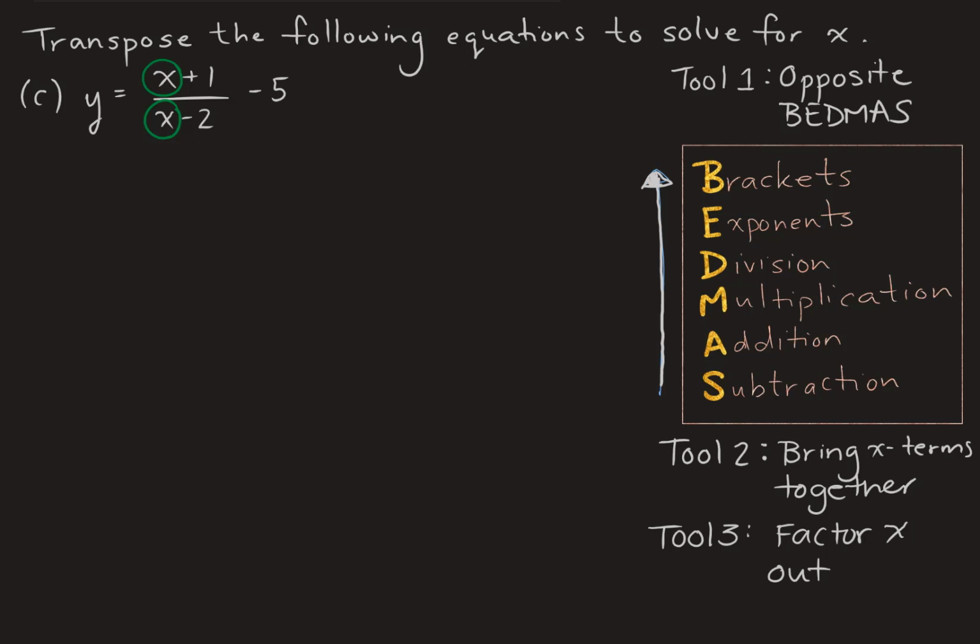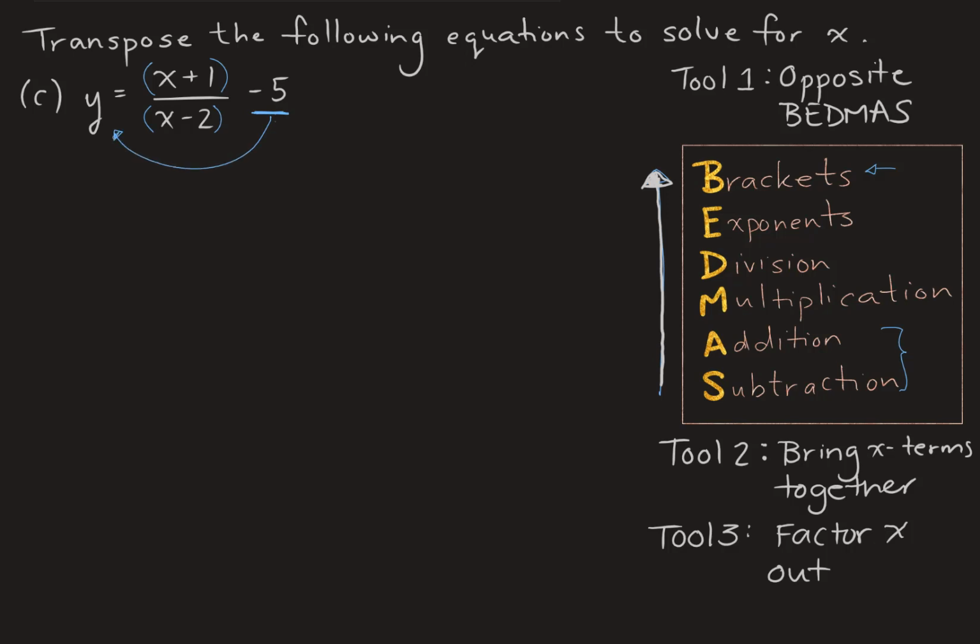Now it's important to bear in mind here that our x terms are tied to the fraction. So when they're in a numerator or a denominator, it's implied that they're in brackets. So that's going to be part of the brackets portion that we see here. When we're looking at addition and subtraction, what we're looking at is this lone minus 5 right here that we want to move over to the other side of the equation.